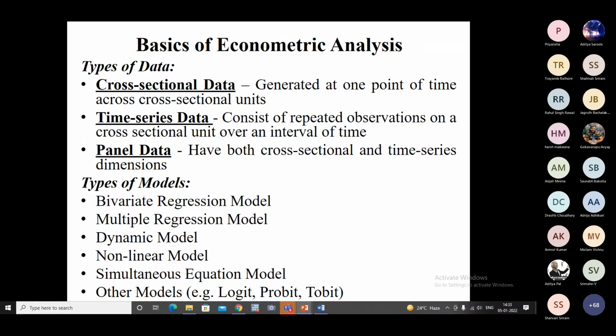Panel data is basically a combination of the two, where we have both the dimensions. We have cross-sectional units as well as the time dimension. But discussion on panel data would be carried out basically in econometric analysis too.